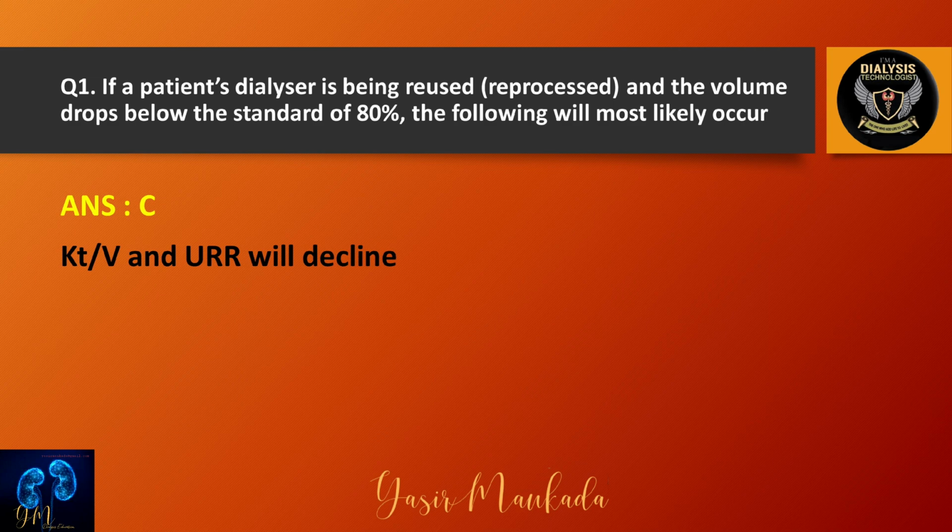A 20% loss of total cell volume or fiber bundle volume correlates with only a 10% loss of clearance because the higher velocity in the remaining functioning fibers leads to an increase in average diffusion rate within each fiber. To allow accurate measurement of these changes, total cell volume should be measured before the first use and during each subsequent reprocessing. So the correct answer is option C, KT over V and URR will decline.